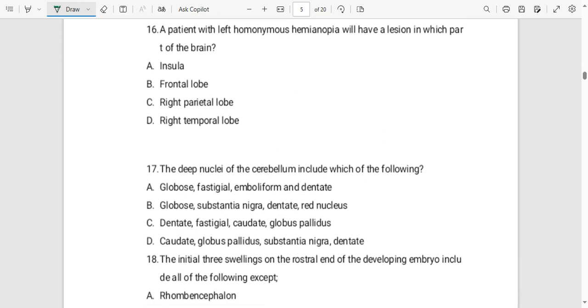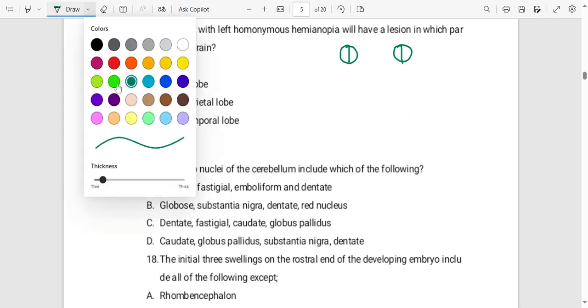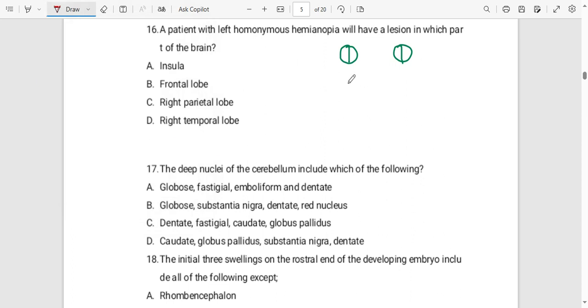A patient with left homonymous hemianopia will have a lesion in which part? I don't want you to struggle in identifying. Let me just draw the pathway so that you can be able to identify well. So these ones I've drawn are fields, your eye field, visual fields. This is going to be the eye going like that.